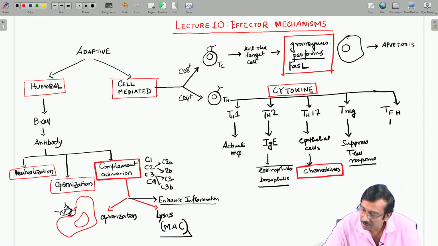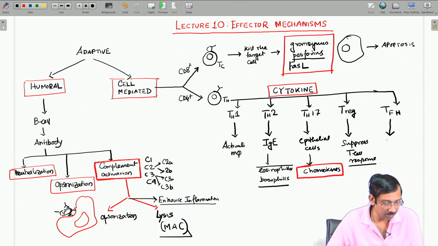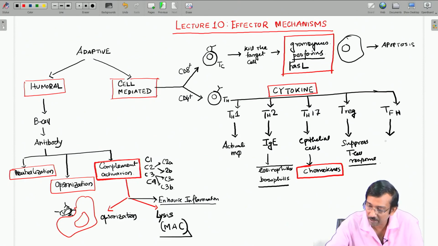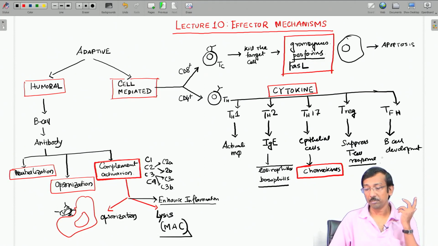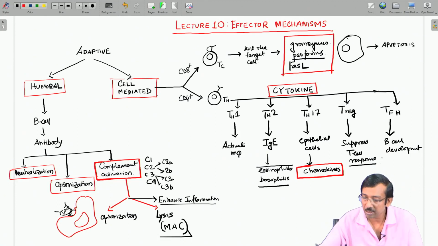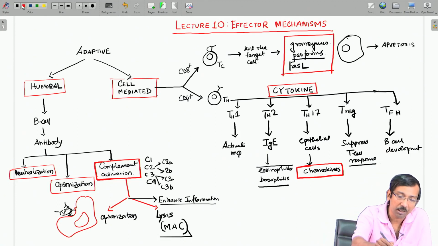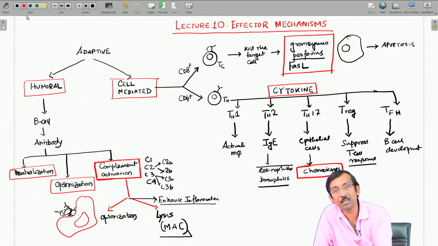And the T follicular helper cells, as we have discussed earlier, are important in B cell development and the class switching of the antibodies. They help in the B cell development primarily in the follicles in the germinal centers. They are responsible for B cell development, class switching, affinity maturation, all these processes. These TFH cells are responsible. So, these are the effector cells and the effector mechanisms by which the whole subset of the T cells work.